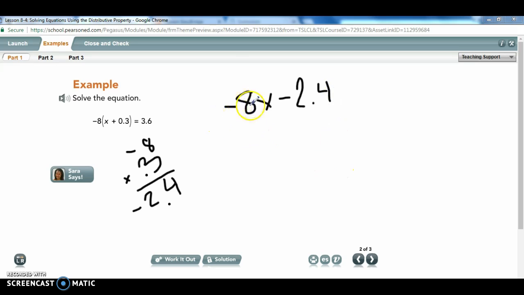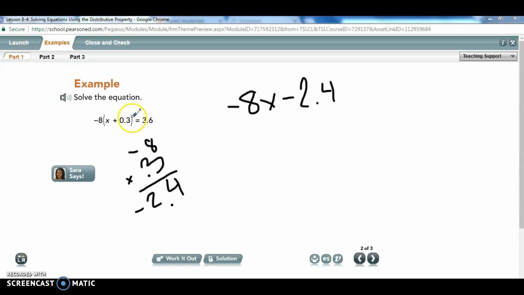So I can either write negative 8x minus 2.4 or I could write negative 8x plus negative 2.4. The reason why I wrote it the first way is because it gets rid of a few symbols and signs. I think that this one is just easier to look at than this one. I have it equal to 3.6 or 3 6/10. And my goal is now to get x all by itself.